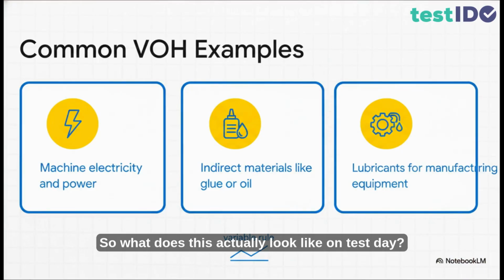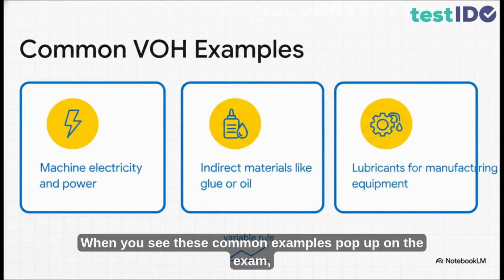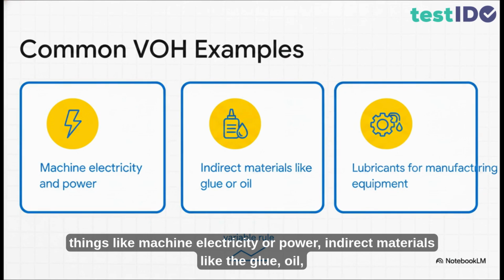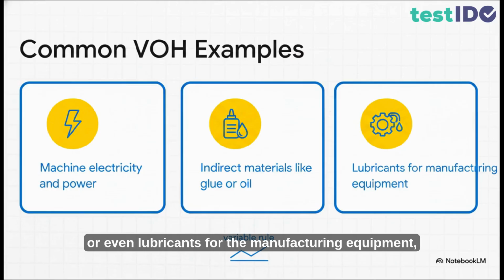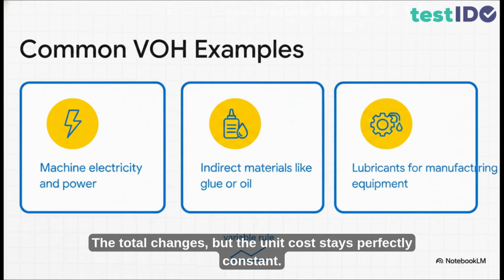So, what does this actually look like on test day? When you see these common examples pop up on the exam, things like machine electricity or power, indirect materials like the glue, oil, or cleaning supplies used in the factory, or even lubricants for the manufacturing equipment, I want you to immediately anchor to the rule. The total changes, but the unit cost stays perfectly constant.